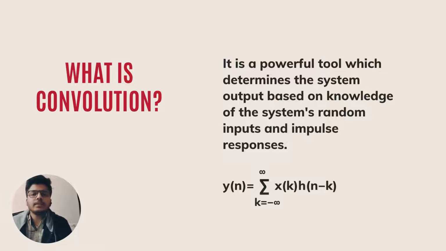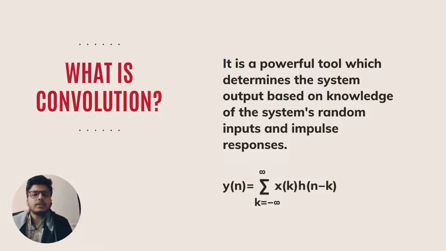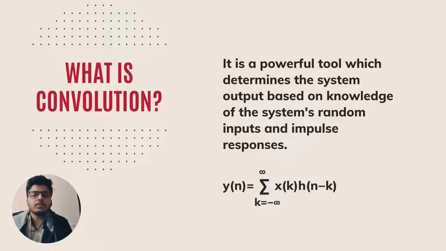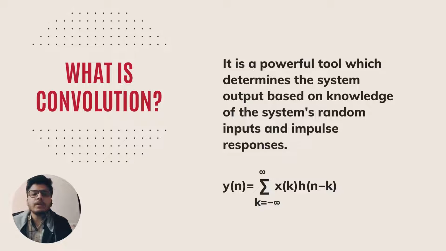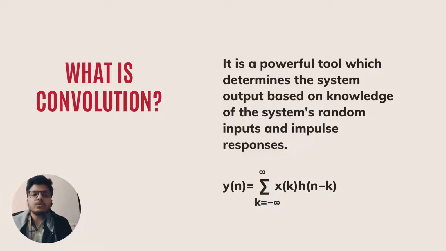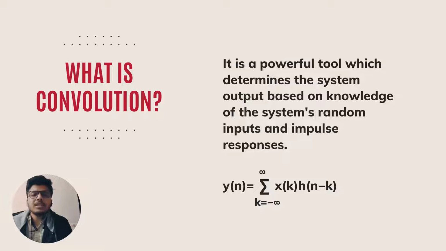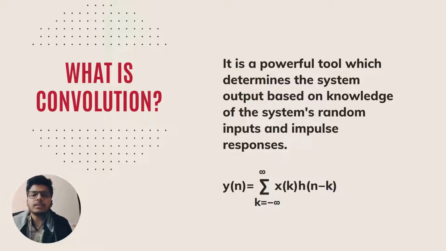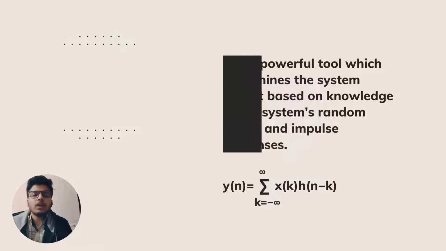What is convolution in discrete time signal? It is a powerful tool which determines the system output based on knowledge of system's arbitrary inputs and impulse responses. A discrete time signal can be represented by a summation of scaled and shifted discrete time signals. y[n] equals the summation from k equals minus infinity to infinity of x[k] times h[n minus k] is the mathematical way to express the output of a linear time invariant system based on an arbitrary discrete time input signal and the system's responses.